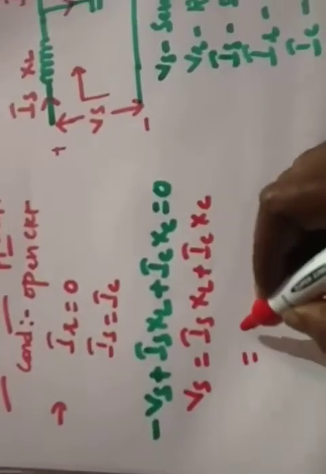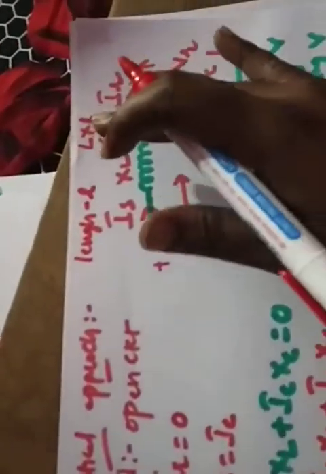Here you are considering the length of the transmission line as small l. So the inductance is L into l, and the capacitance is C into l. You need to remember this. Now I am taking the length of the transmission line as l, so the parameters, the inductance and the capacitance, are multiplied by the length of the transmission line.